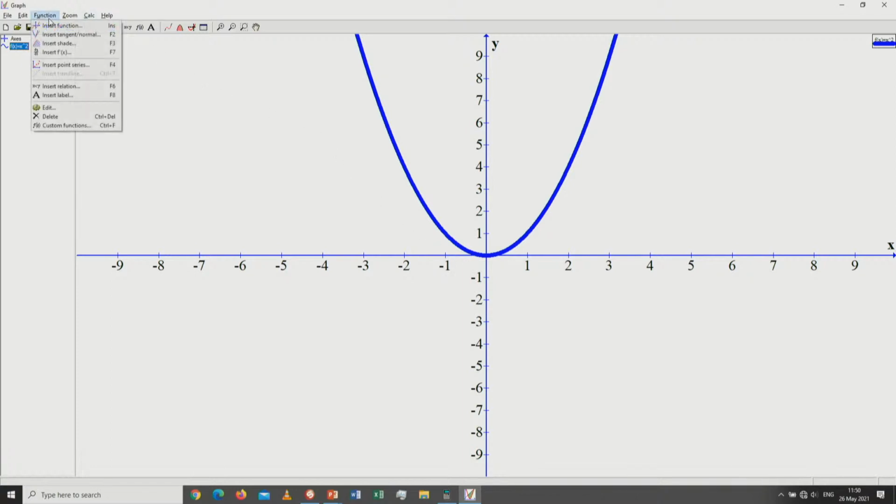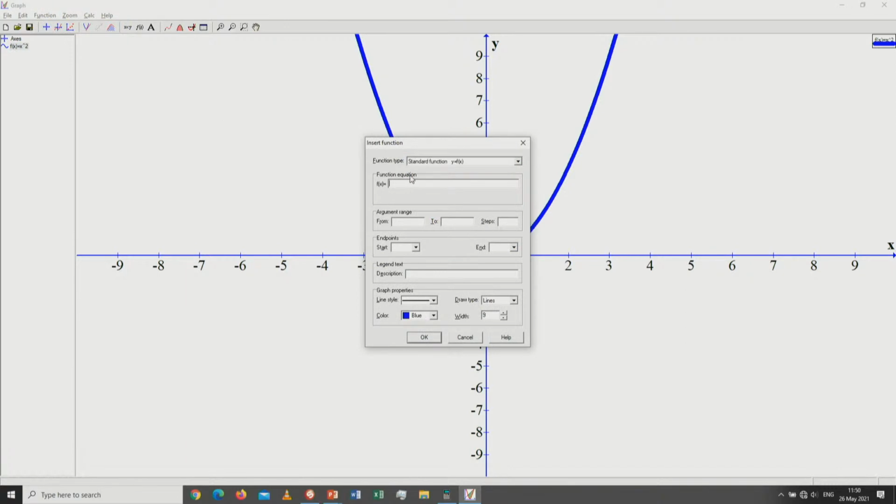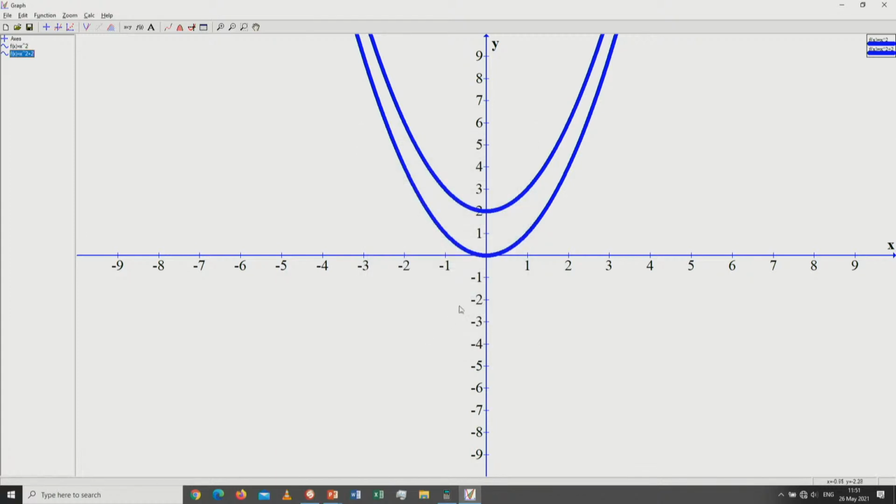Then the first one you have seen is x squared plus 2. What's going to happen here? With x squared plus 2, the graph shifts 2 units up. Look, the x was 0 and the y was 0. But now x is 0, then y is 2. The graph moved 2 units up.